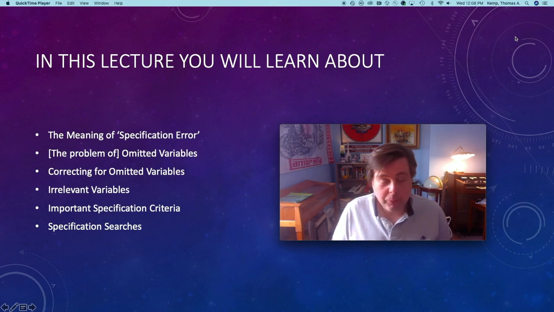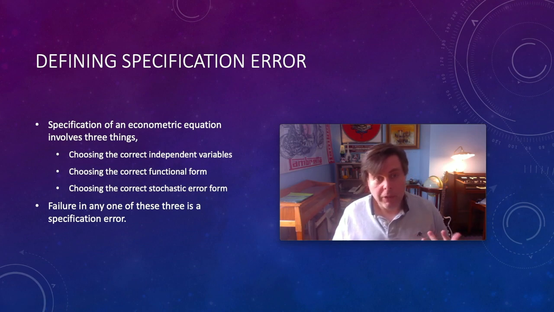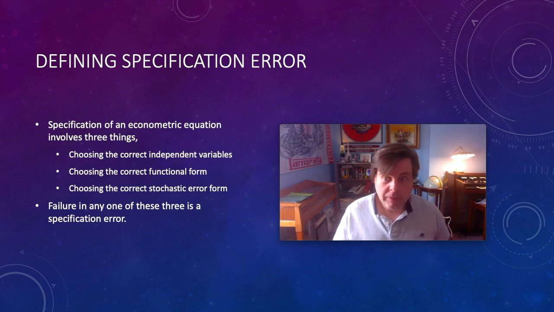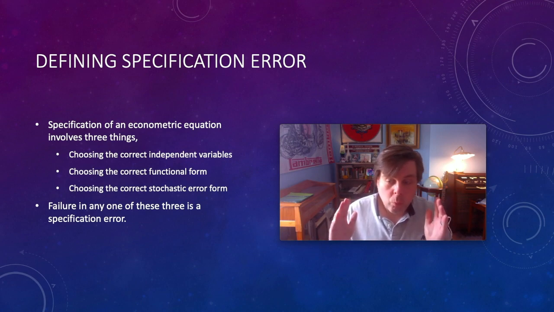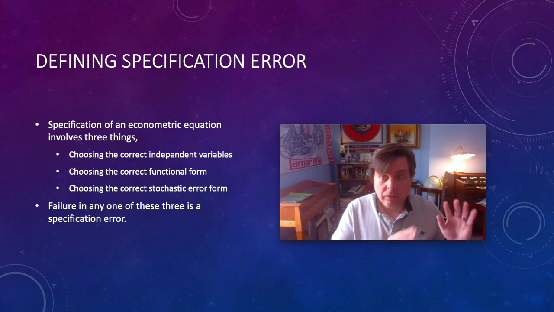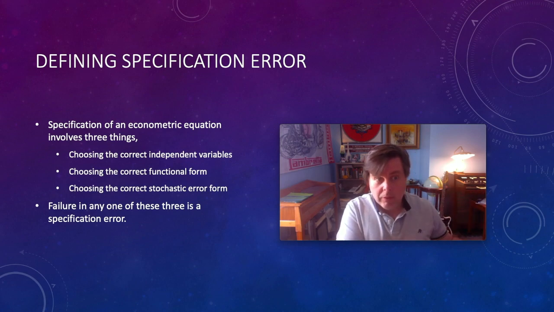So, in this installment, we're going to begin a series of lectures on specification. Before we get into specifically choosing the correct variables, let's introduce this idea of specification error. When we talk about specification error, we're talking about the specification of our hypothesized relationship of our independent variables to our dependent variables. In other words, what variables do we think explain variations in our dependent variable? And then what do we think the relationship is of movement in those independent variables to movement in the dependent variable?